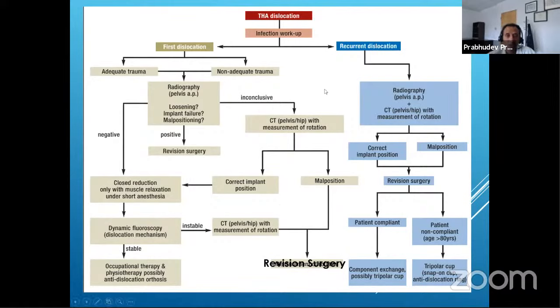I'll go through this chart, and then we'll talk about them in detail. The first, as I mentioned earlier, infection workup is very important in total hip, when we are dealing with hip dislocation.